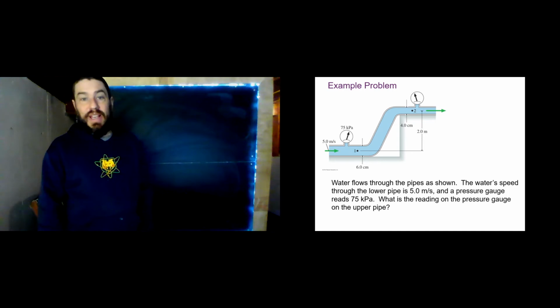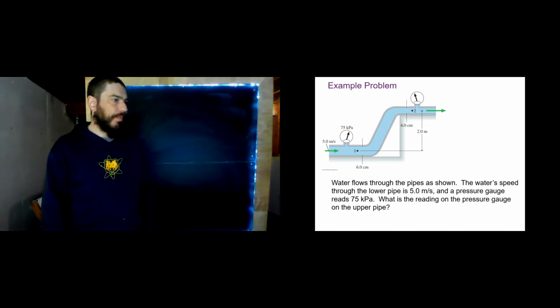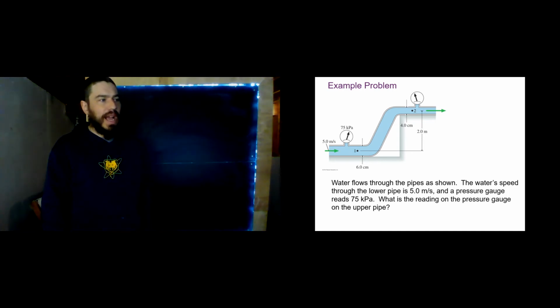Water flows through these pipes as shown in the PowerPoint. The water speed through the lower pipe is 5 meters per second, and a pressure gauge reads 75 kilopascals. What is the reading on the pressure gauge in the upper pipe?